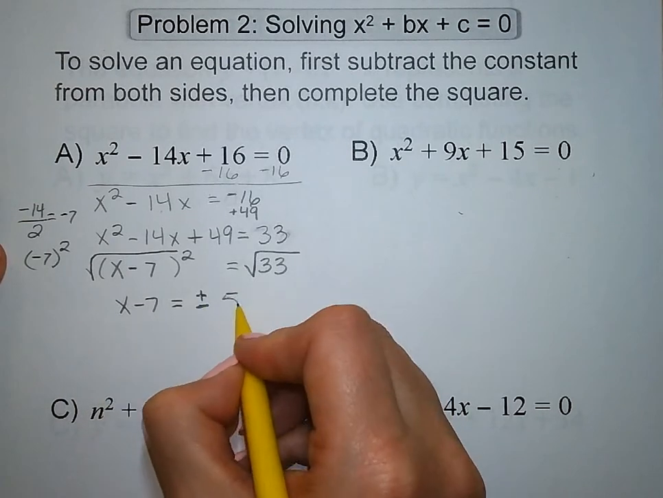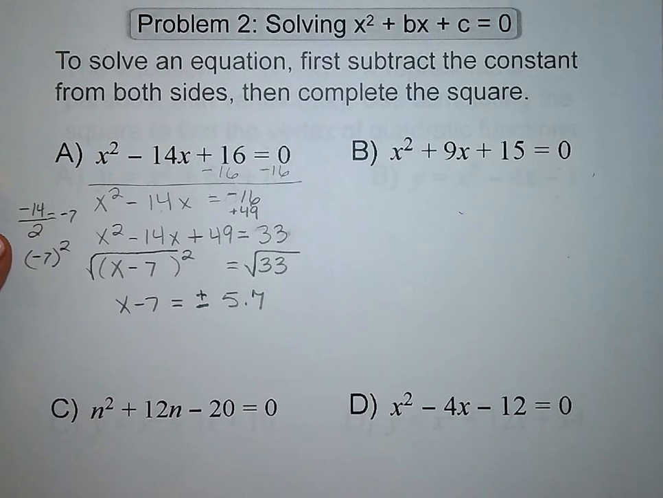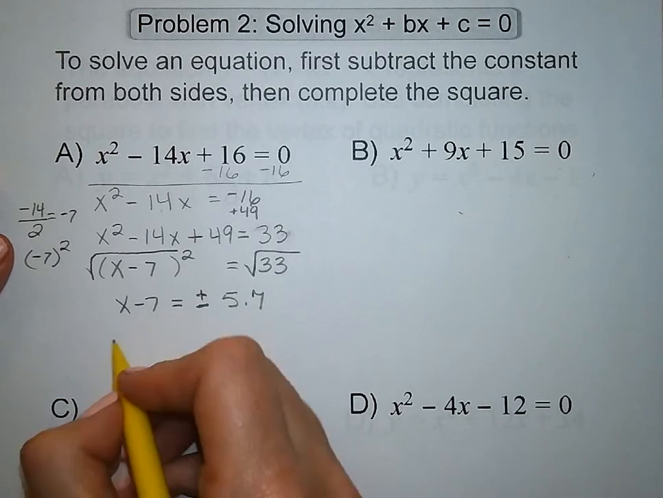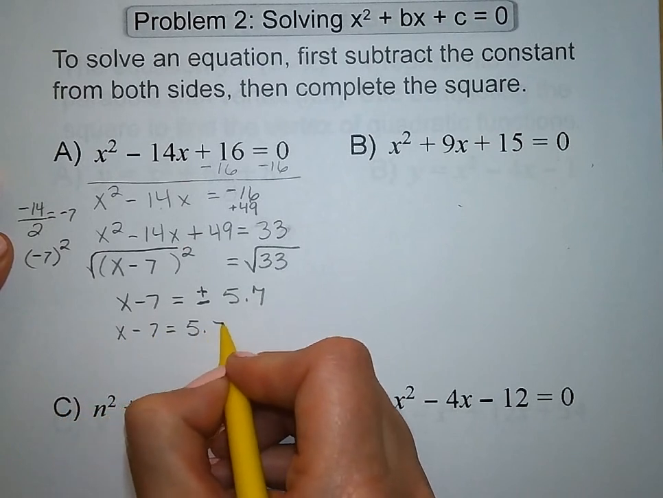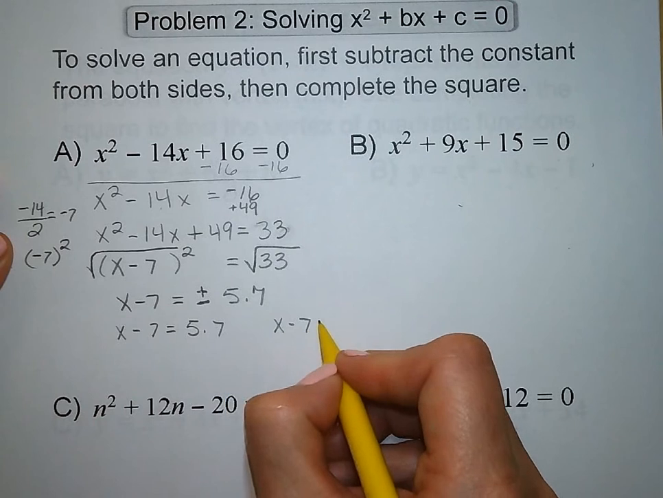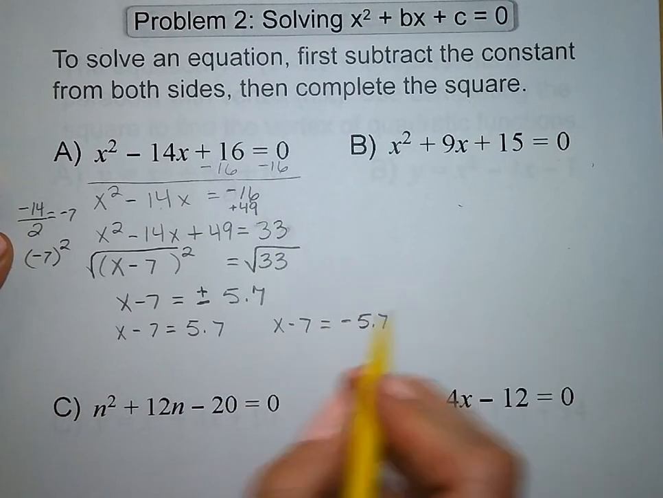5.7. Now this is where you guys are going to have to start rounding with some of these. We're not always going to have perfect squares that we're taking square roots of. Round them to, let's say, 1 or 2 decimal places. So we set each of the terms up. X minus 7 equals 5.7, and x minus 7 equals negative 5.7.